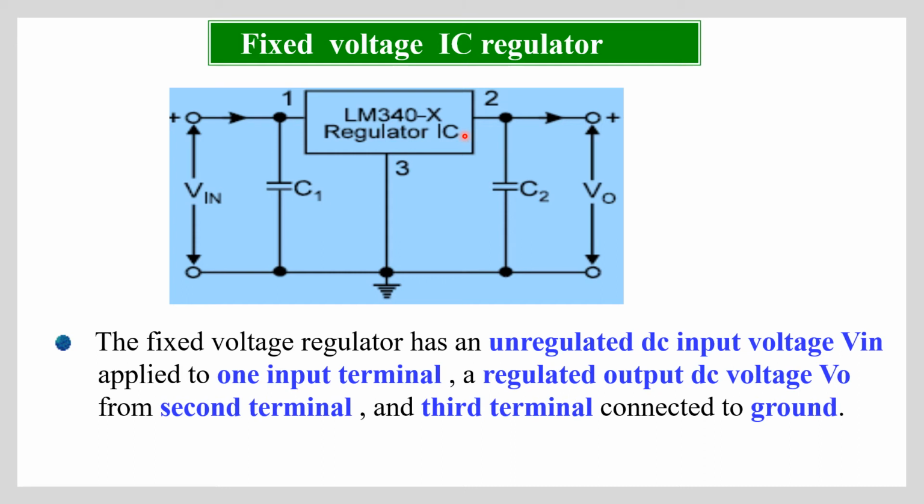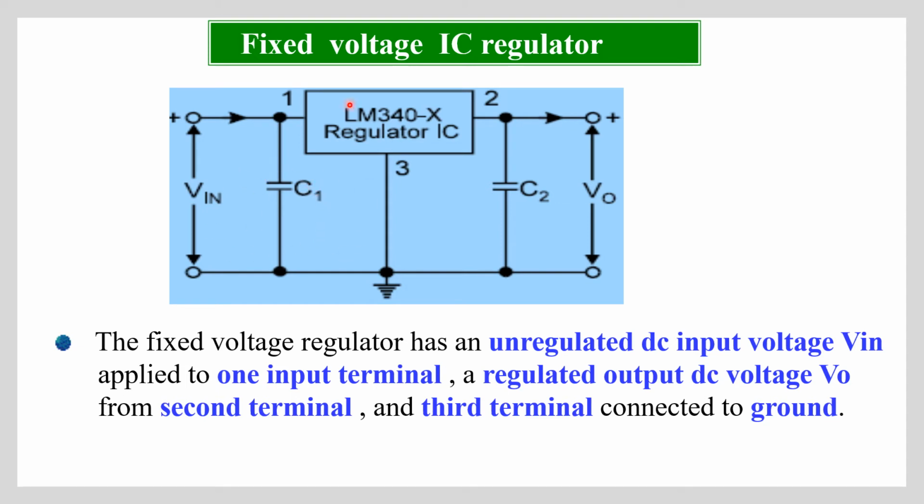LM340-X: if X is 5, then it has an output voltage of 5 volt. If it is 10, it will be an output voltage of 10 volt. When the IC is near the filter capacitor of an unregulated supply, this leads to inductance and may produce oscillation. This is avoided by using a capacitor.